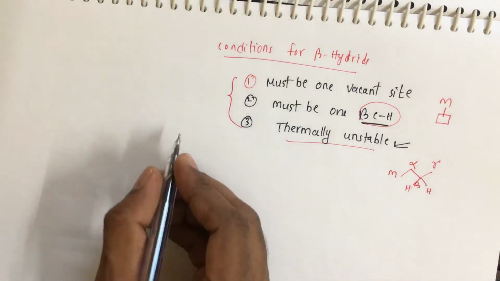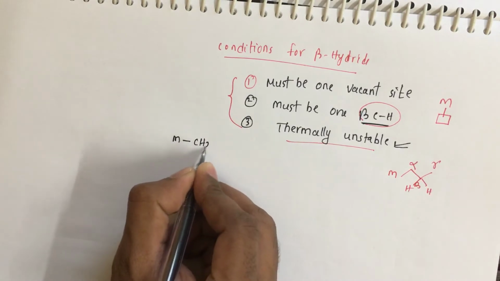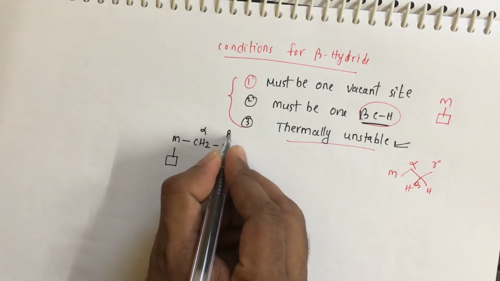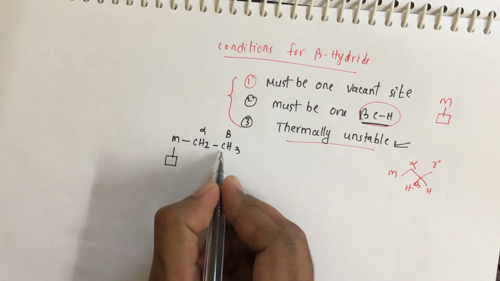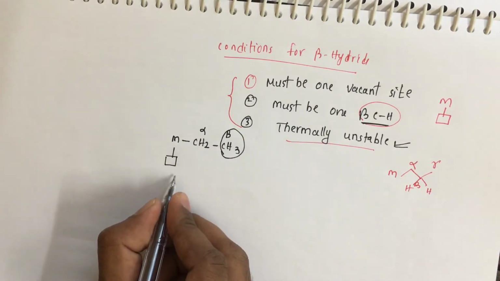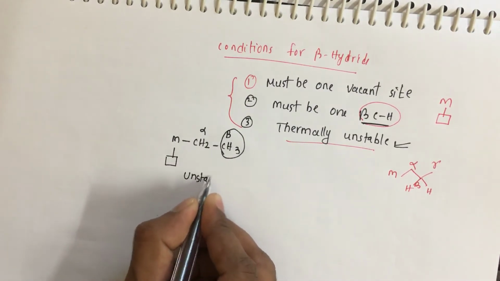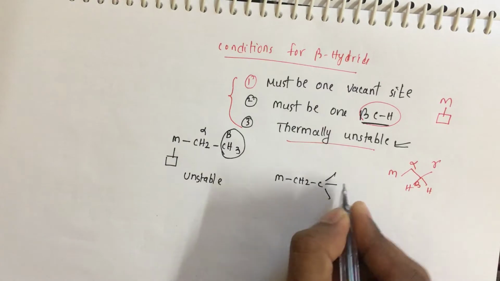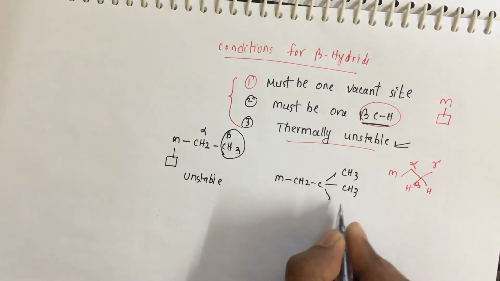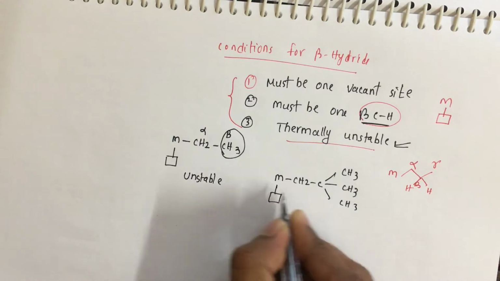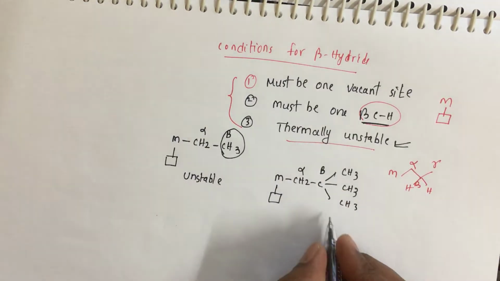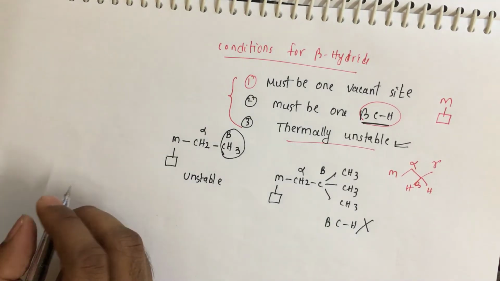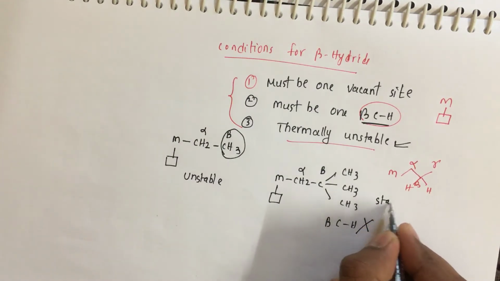And the complexes where we have CH2, CH3, and here one vacant site is there, this is alpha and this is beta. So what's happening here, the beta hydrogen is present here, because of that this is thermally unstable. And where we have CH2, see this compound, here this is alpha and this is beta. Here there is no beta hydrogen, so in this case beta-hydride elimination is not possible. Due to that, this compound is thermally stable.